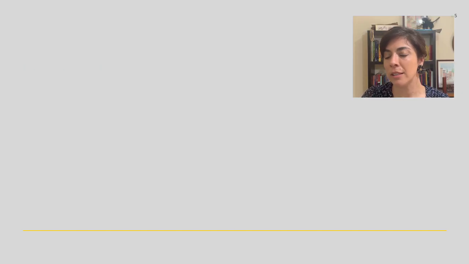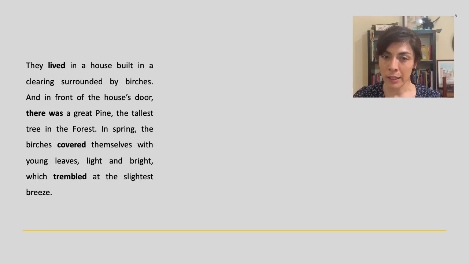Now, let's look again at the second part of the text. Please just listen and picture the scene in your mind. They lived in a house built in a clearing surrounded by birches, and in front of the house's door there was a great pine, the tallest tree in the forest. In spring, the birches cover themselves with young leaves, light and bright, which trembled at the slightest breeze.